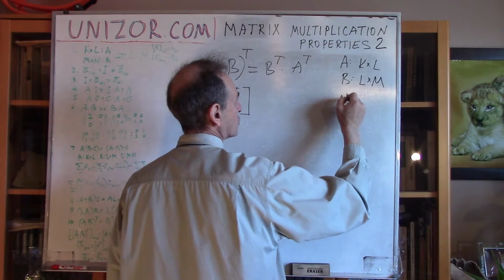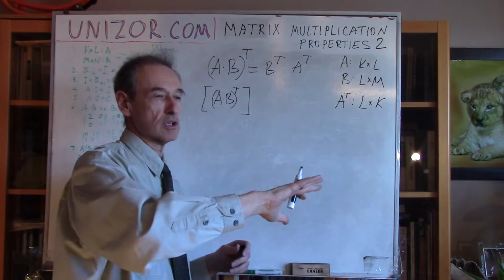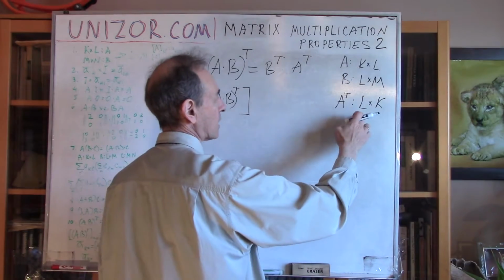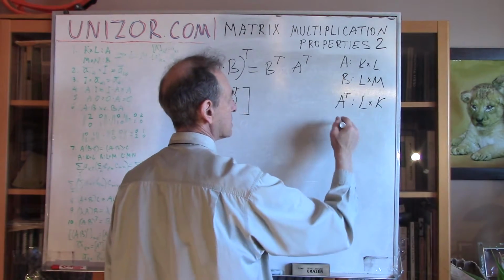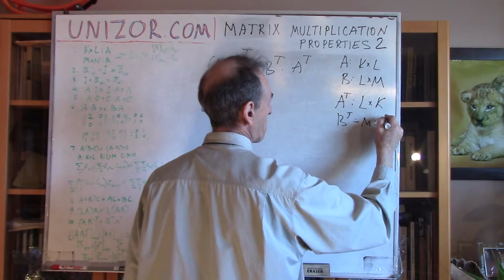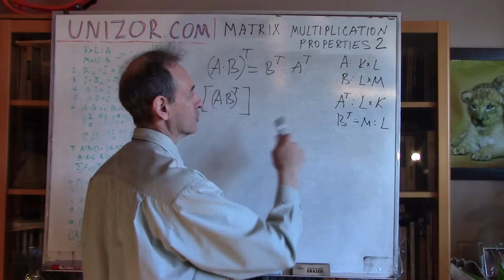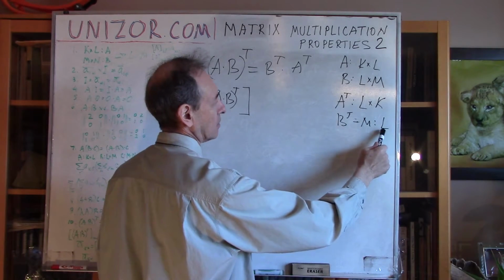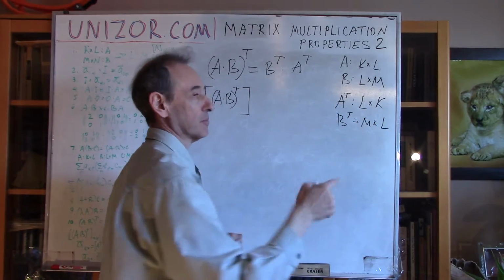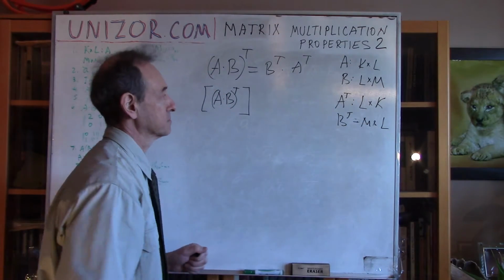Now, A^T has dimension L by K, right? Since we are changing rows and columns, each row becomes a column, each column becomes a row. So the number of columns becomes the number of rows, and the number of rows becomes the number of columns. And B^T has M by L. By the way, now you see why we have to change the order here, because an M by L matrix we can multiply by a matrix L by K, but not the other way around. This matrix we cannot multiply by this because K and M are different.